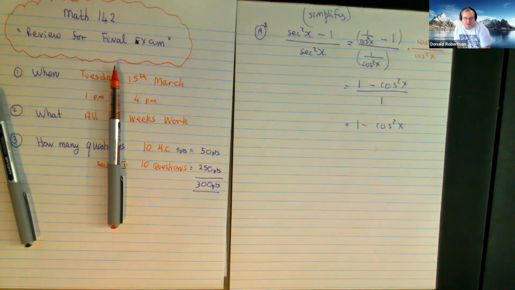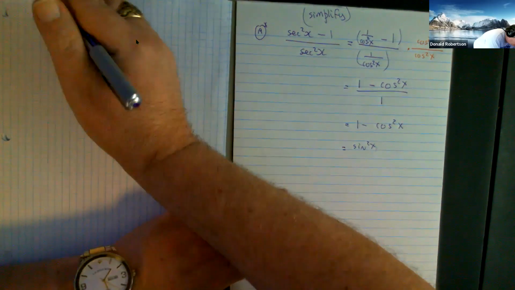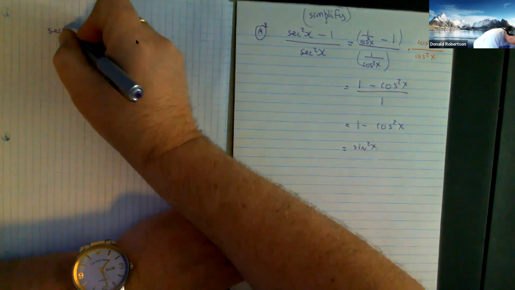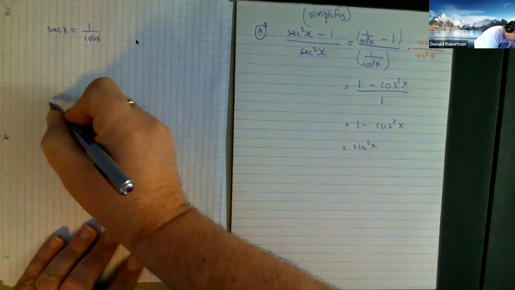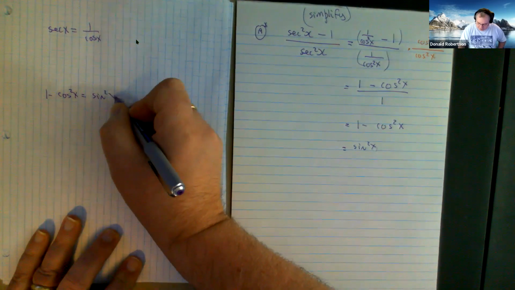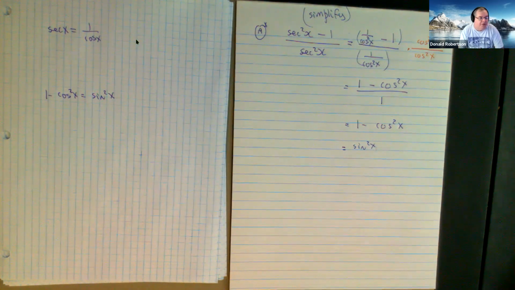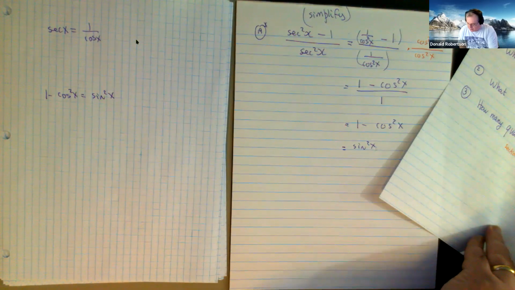What can 1 minus cos squared be simplified as? 1 minus cos squared. Sine squared. So over here, what have I used? I've used the fact that secant can be written as 1 over cosine. And I've used the fact that 1 minus cos squared x can be written as sine squared x. They're very common identities that you will write down and use as necessary. Okay.